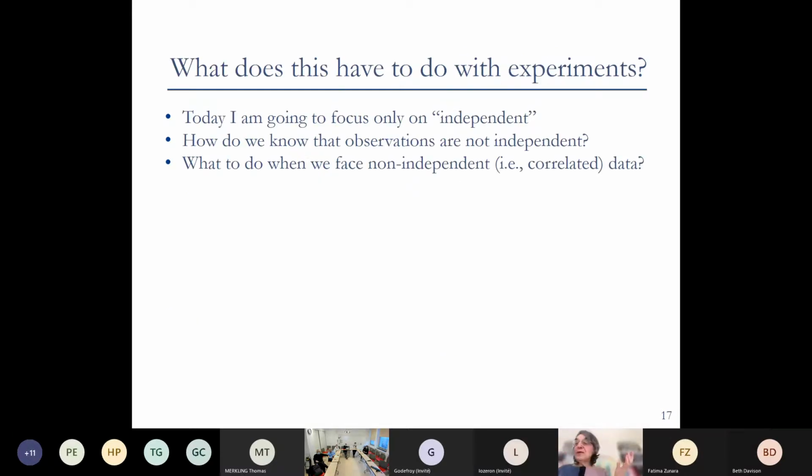Now, what in the world does all this have to do with experiments or clinical trials? And as I said before, I'm going to focus only on independent, not on identically distributed. So how do we know that observations are not independent? The first example I gave you were those twins. We know they're not independent because we know biologically their genes are the same. And what do we do when we face non-independent, i.e. correlated data? And that's the topic for today.